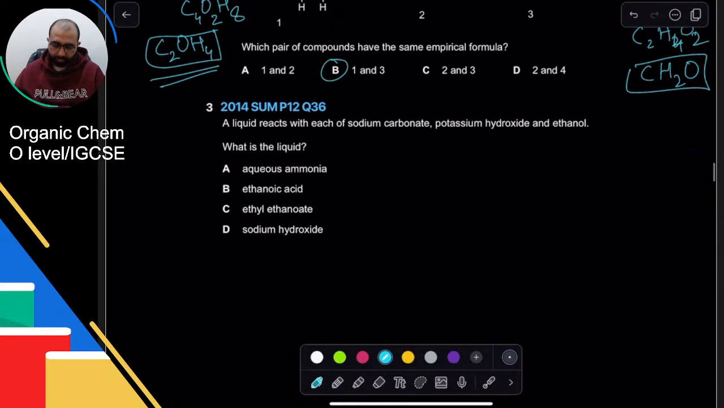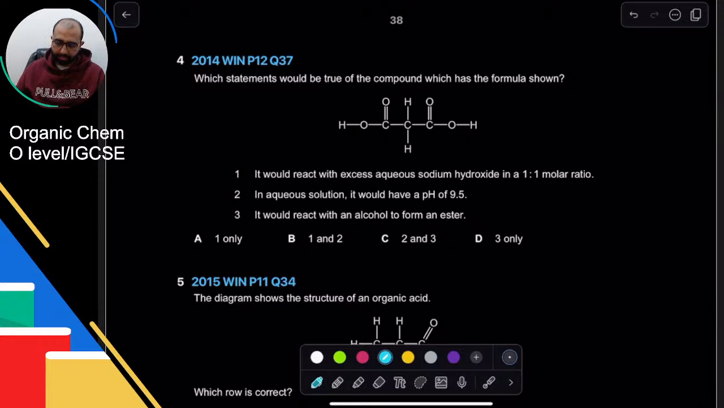Okay. All right. A liquid reacts with each of sodium carbonate. ये हमने देख लिया. This is going to be ethanoic acid. Which statement would be true of the compound which has the formula shown? अच्छा ये compound क्या है? It has acid group here and acid group here. This is what we call dioic acids. ठीक है, इनमें 2 acid groups हैं. It will react with excess aqueous sodium hydroxide. It will react in 1:1 ratio. No, sodium hydroxide provides 1 OH. This provides 2 H. That means कि इसकी 1:1 ratio नहीं होगी, 2:1 ratio होगी. You'll need 2 sodium hydroxide to completely react with this one. So this one is wrong.